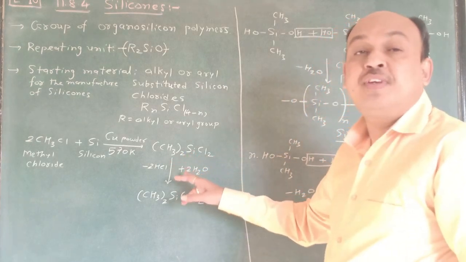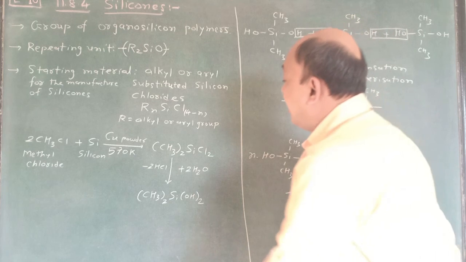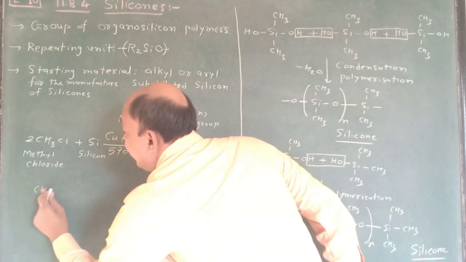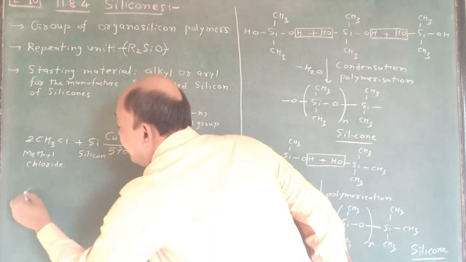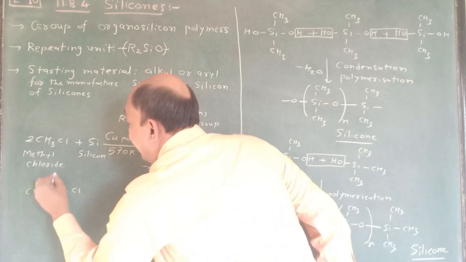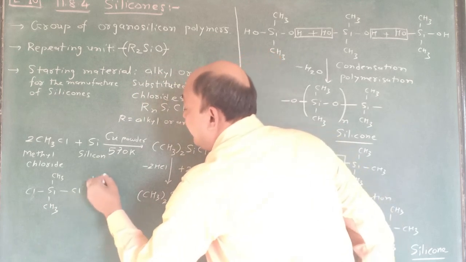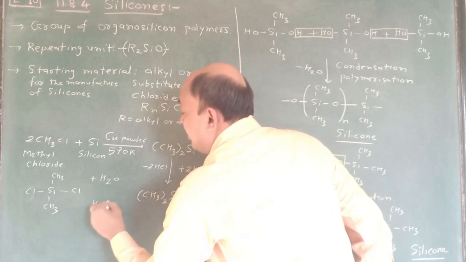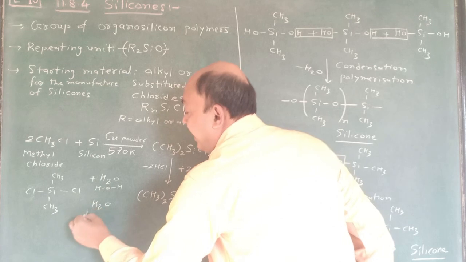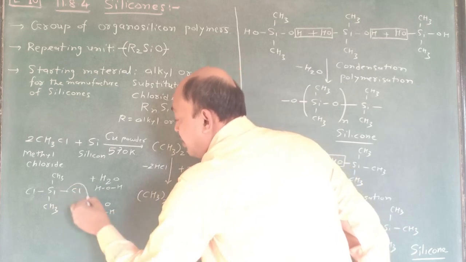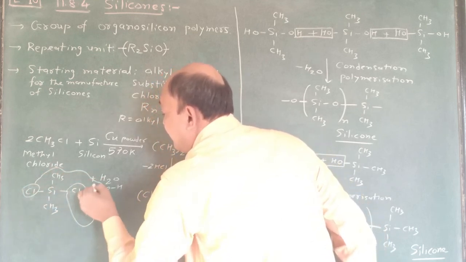Now, if this product undergoes a hydrolysis reaction, that means suppose we add 2 moles of water molecule. Suppose we write it this way: Cl, then Si, here Cl, here CH3 and here CH3. And suppose I add here 2 moles of water. You know that this is H plus and OH minus, remember, by this way HOH, here also HOH. So HCl is removed, this Cl and this H.